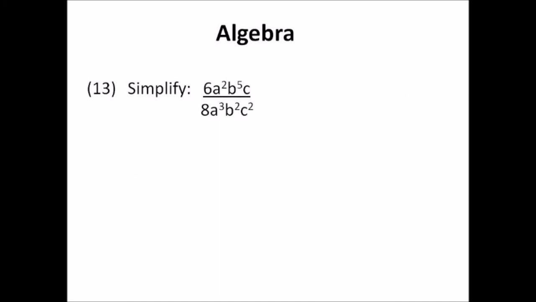Okay, got it? Number 13, simplify algebra again. 6a squared b to the fifth c over 8a cubed b squared c squared. And remember from the previous test, I told you, you can just write these out and then cancel. So put 6, a times a, b times b times b times b times b times c on top. And on the bottom, do the same thing. And then cancel out where you can. Your numbers cancel with your numbers, and your letters with your letters. How many A's are there, and whether the A would be on the top or bottom. Same thing for the B or the C. And what numbers you would have on top and bottom. So go ahead, cancel it out, work it. You don't need your calculator for that one.